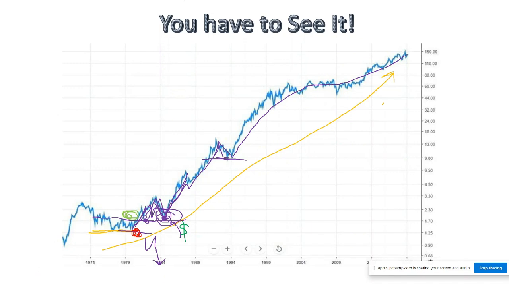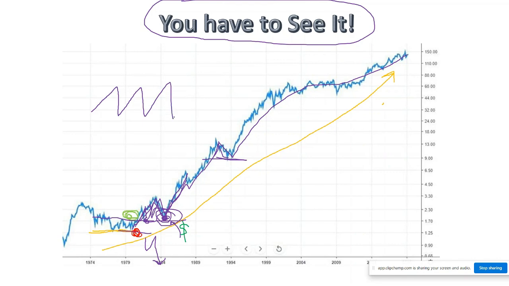You have to see what? Sideways movement. You have to see the support, just the bottom, and the resistance. You have to see that. Before making any trade, you have to see the sideways movement.